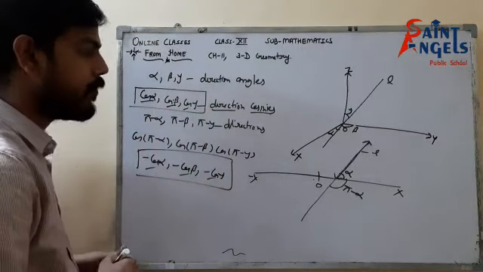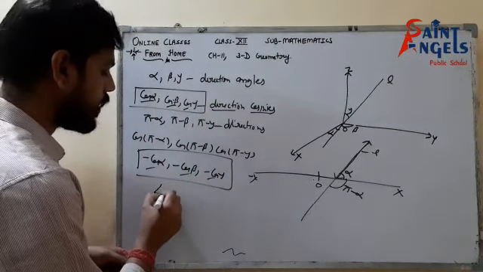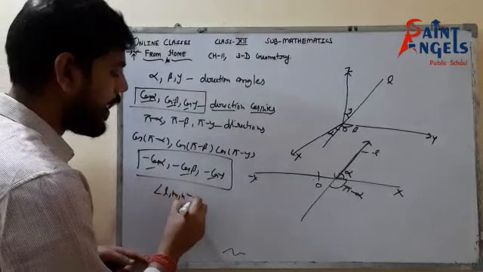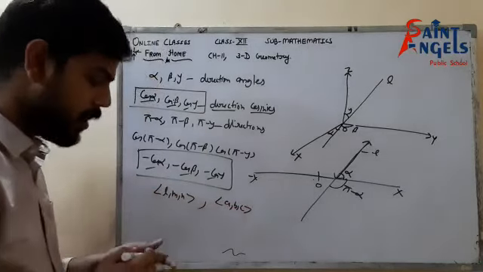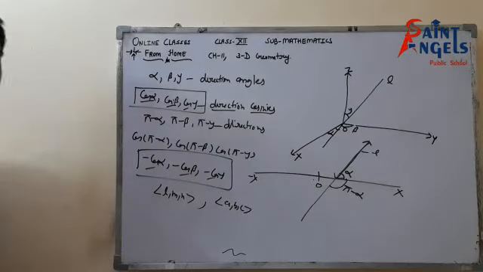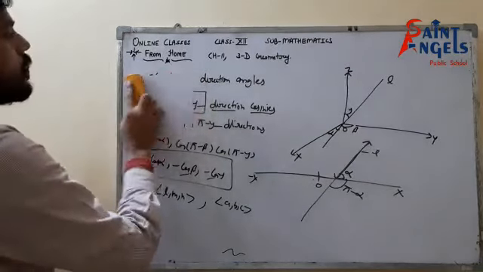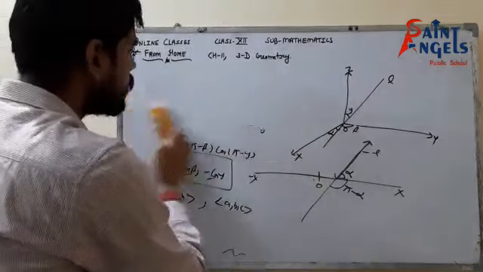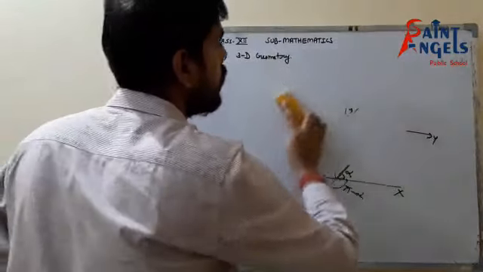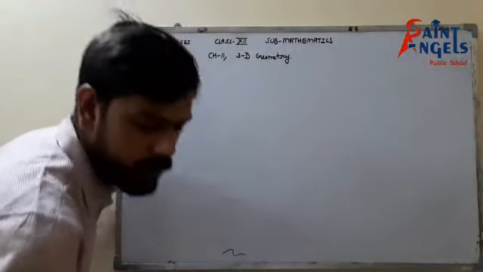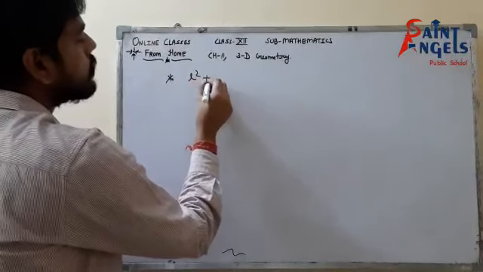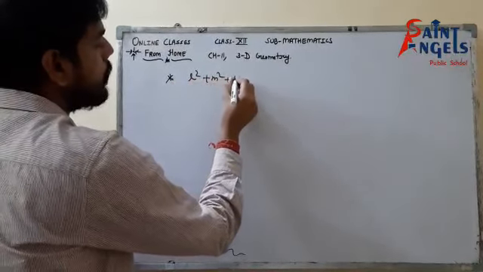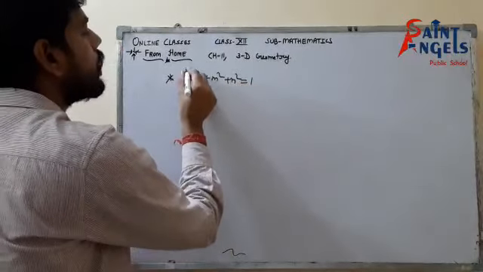Students, if you remember, we represent direction cosines by l, m, n, and direction ratios by a, b, c. Now please pause the video and note it down. Now we will learn the relationship between direction cosines. There is a simple equation: l squared plus m squared plus n squared is equal to 1.